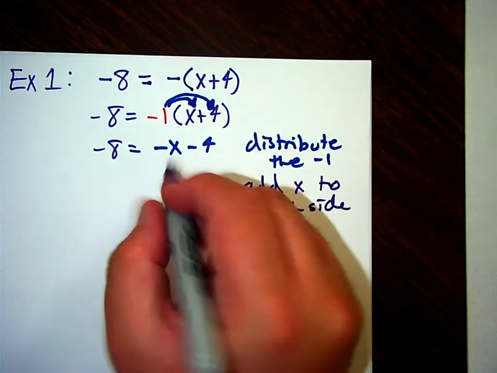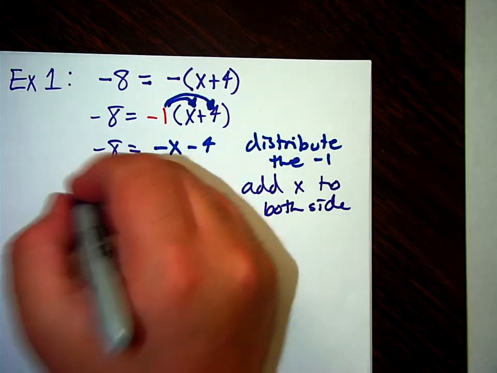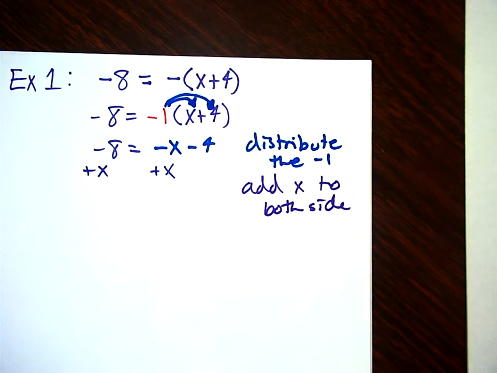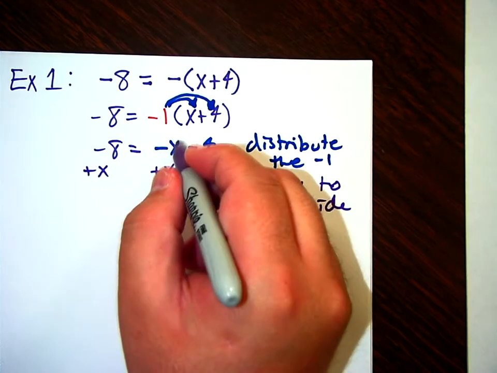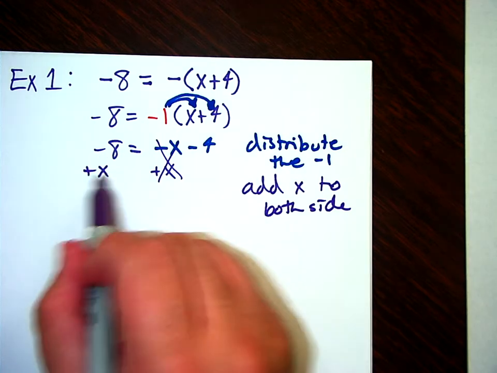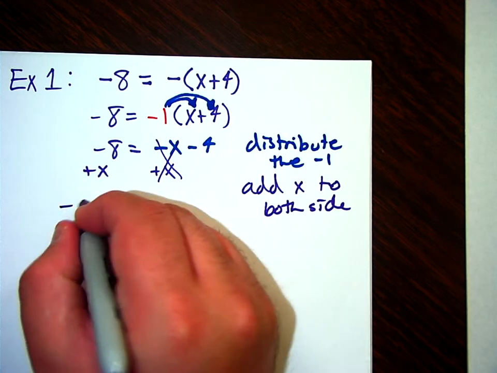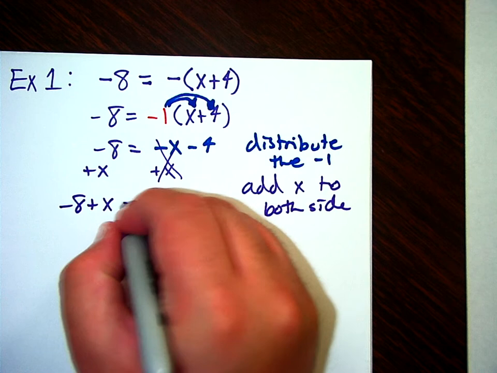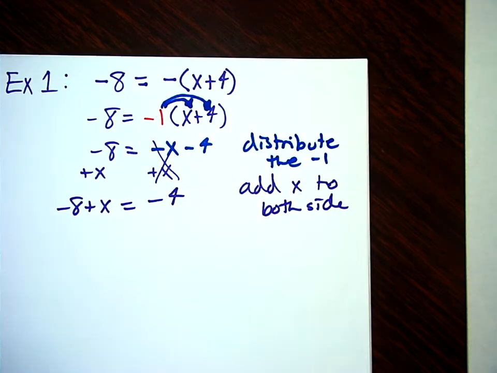Both sides. Okay? Anything you do to one side, you have to do the other. So we're going to add x to both sides. And the result of this, negative x plus x, those cancel out. Okay? And then we've got negative 8 plus x. Well, 8 and x aren't like terms, so I'm just going to put negative 8 plus x equals, what's left over here? Negative 4. Okay.